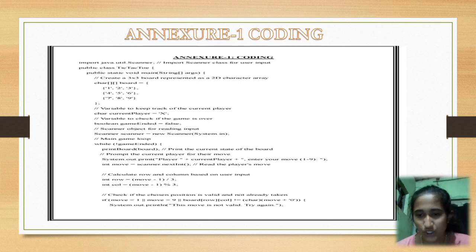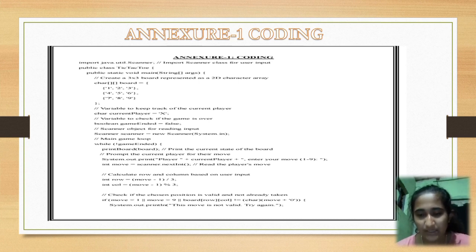Firstly, the board. The board is made up of a 3 by 3 matrix, that is 3 rows and 3 columns, for the 9 positions or moves. The 3 by 3 array represents the game board with numbers 1 to 9 for user-friendly input. Then the current player, which displays whose move is next, that is, who will play the current move. It tracks whether the player is X or O.